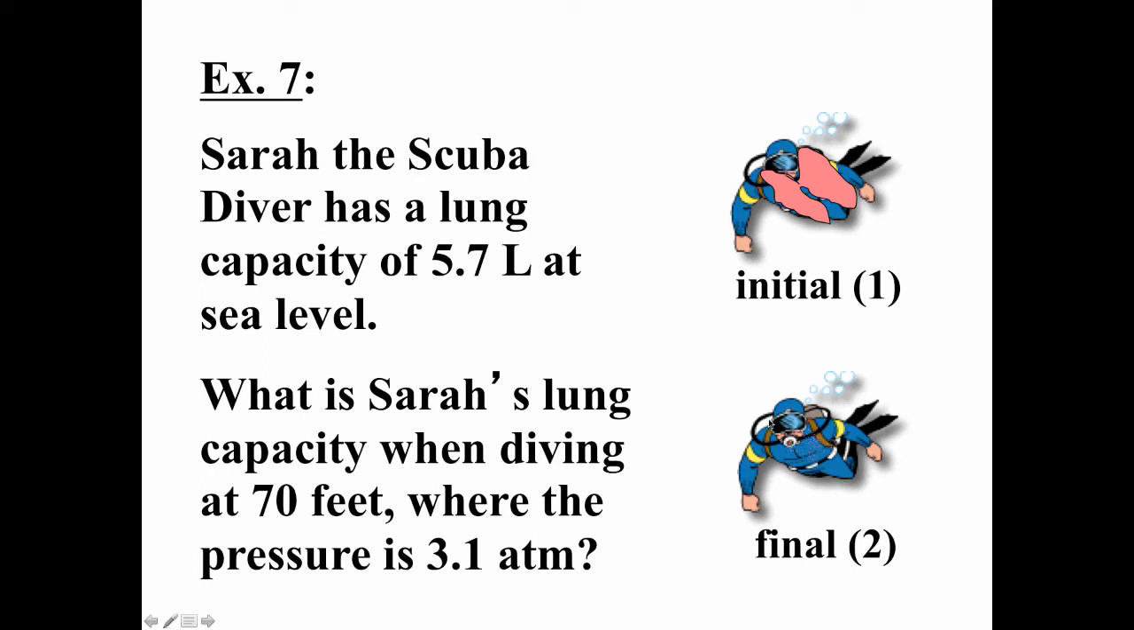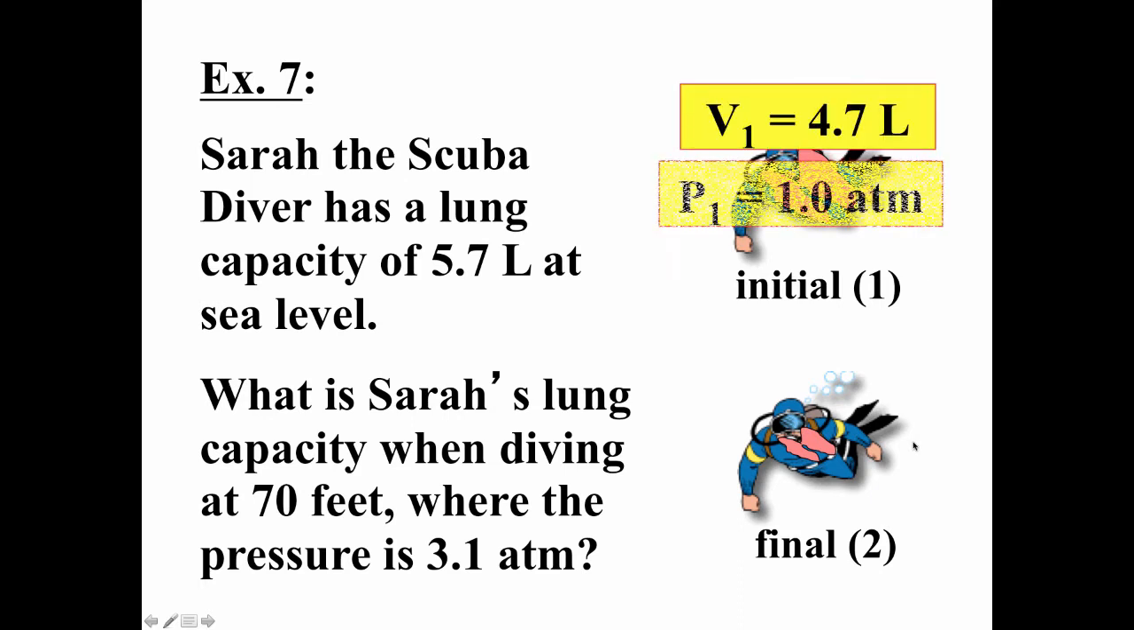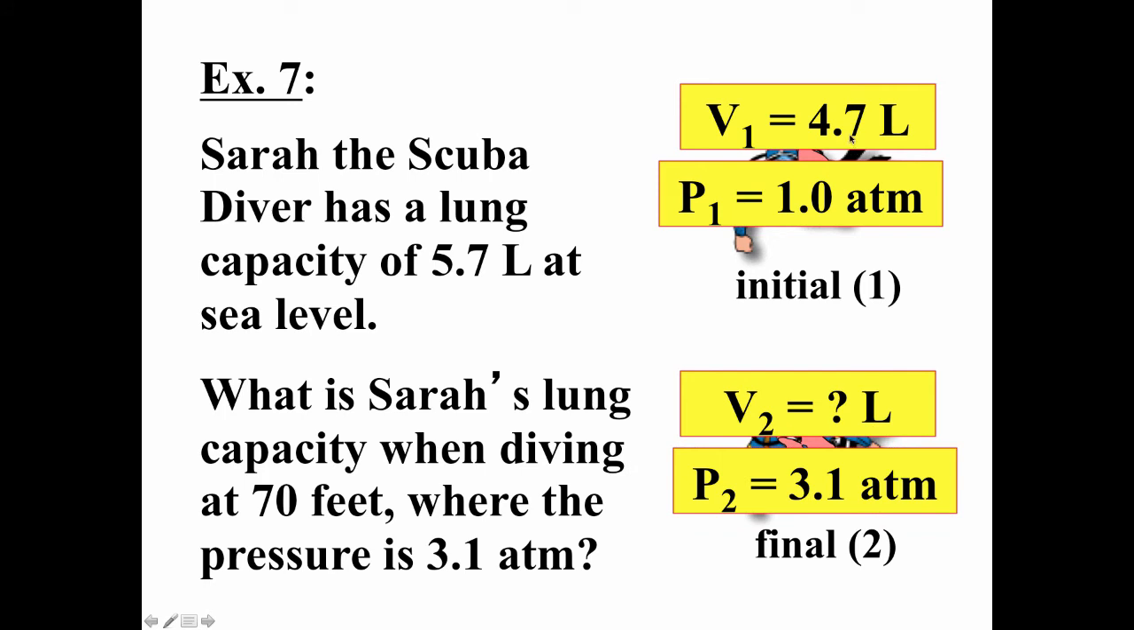So what happens is, here's our initial state, a representation of Sarah's lungs, and at a higher pressure, when we're deeper underwater, basically the lungs get squished down to a smaller volume. So our data is 4.7 liters at normal atmospheric pressure of 1 atmosphere. Scuba divers breathe compressed air, and in this case the pressure of the air would have to be at least 3.1 atmospheres for the diver to be able to even get the air into the lungs. And what is the volume now? What's happened to the volume of the lungs? Well, that's what we're going to try to find out.